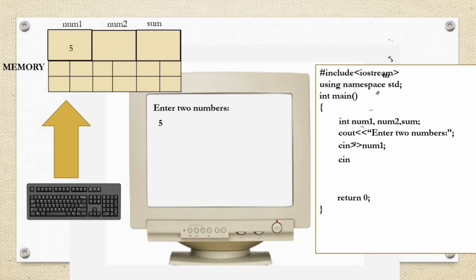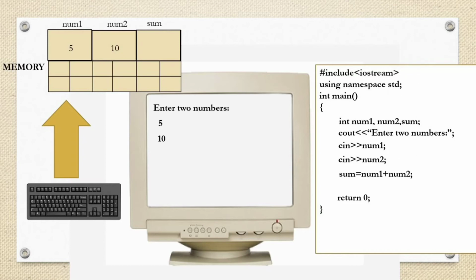Same as that, we can use another cin command to accept a value for num2. Suppose I enter 10 into the computer, 10 will be stored in the place of memory that is allocated for num2.